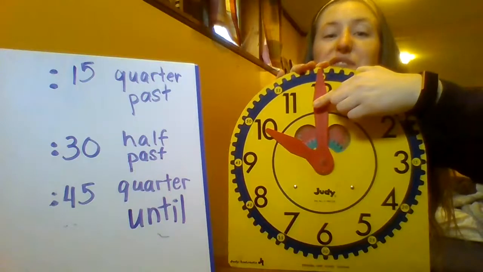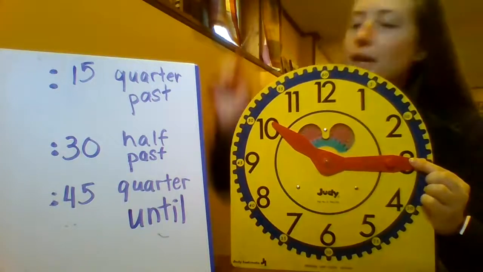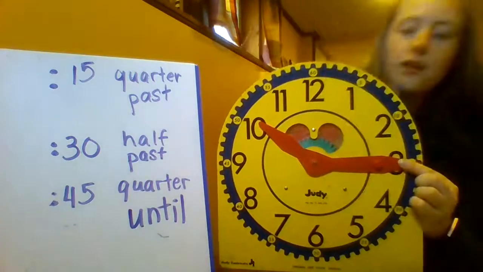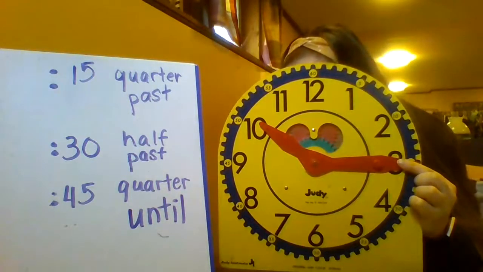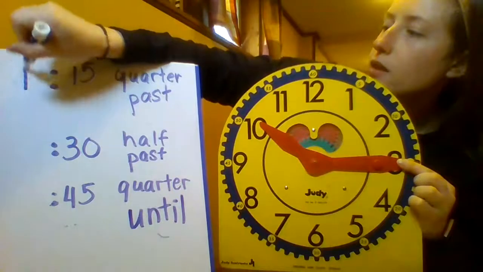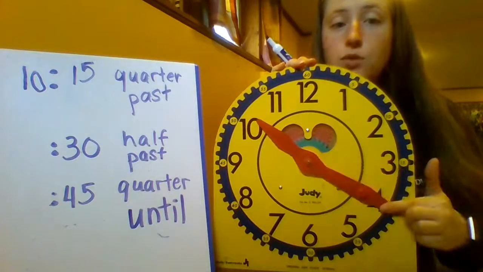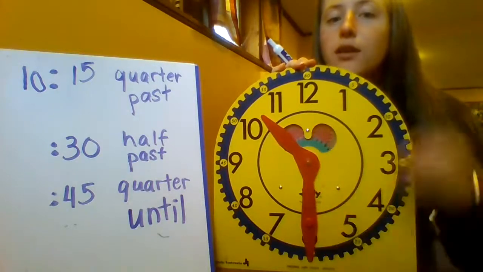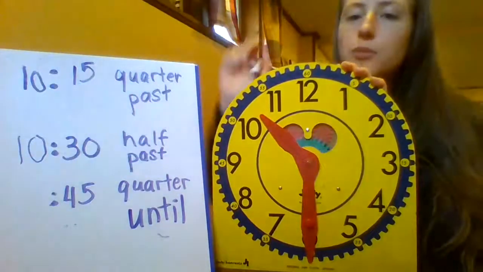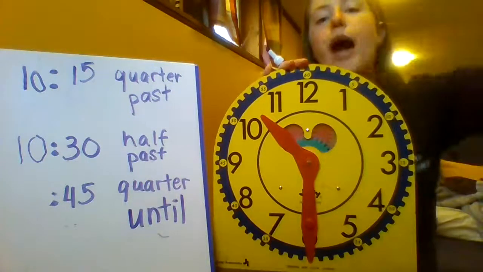Now let's go to 10:15. 5, 10, 15. So right now, it is 10:15 or quarter past 10. 15, 20, 25, 30. Now it's at 10:30 or half past 10 o'clock, because 10 o'clock already happened, so it's past 10 o'clock.